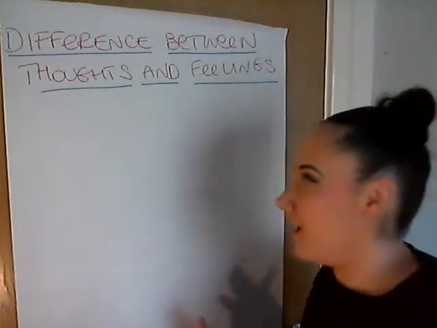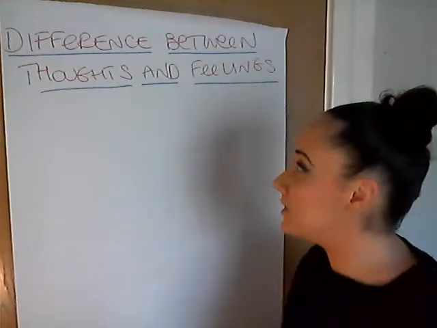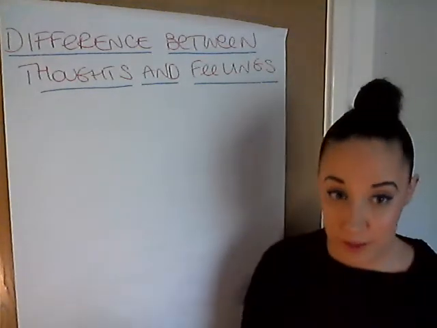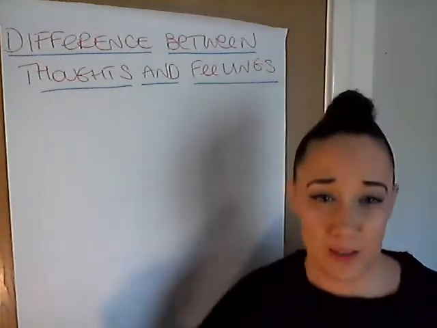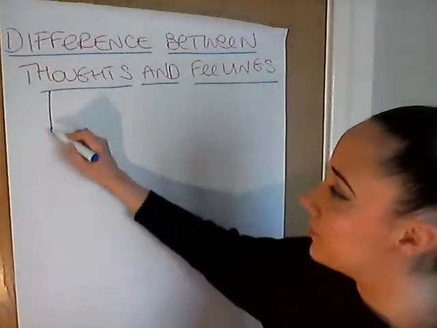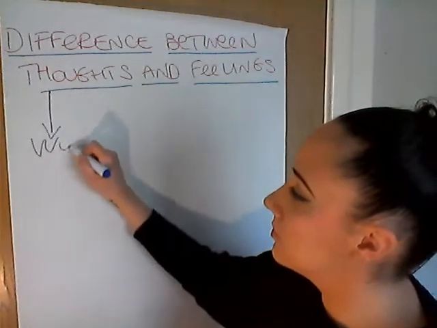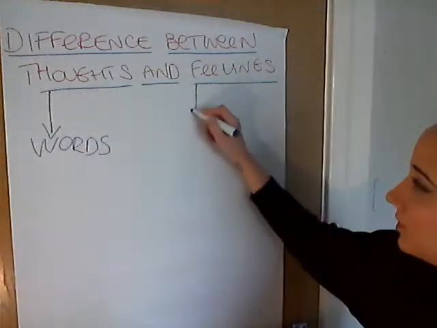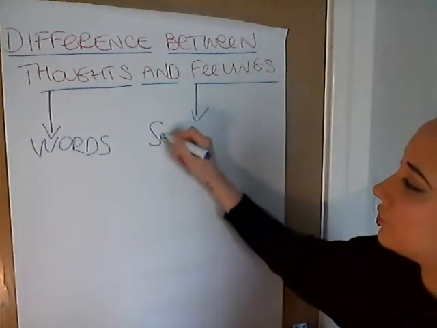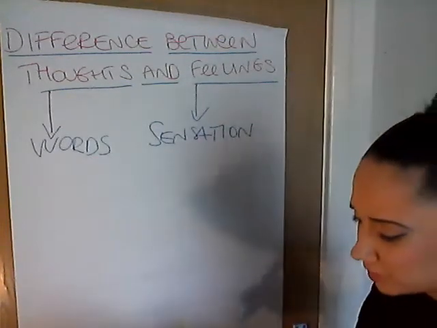So, right. This for me was really hard at the beginning, and I'm still learning it a little bit, but I'm going to try and keep it really, really simple. So, super simple. Thoughts are words, and feelings are sensation. So this is super basic. And I'm just going to read it out loud.